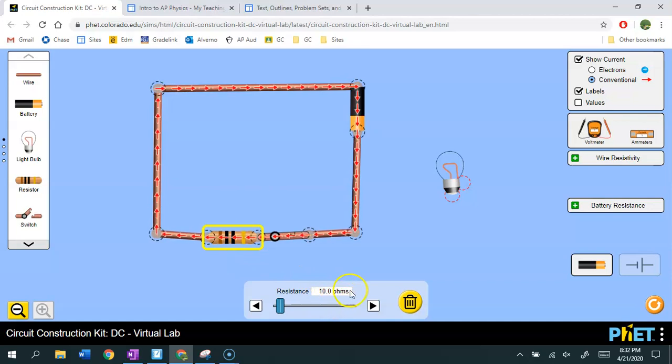Now, resistance is measured in something called ohms, all right? And that as a symbol is omega. Now, what if I were to increase the amount of resistance? Just think about it. If you were to put more sand in a water hose, what do you think would happen to the current? All right, so just start thinking about that.